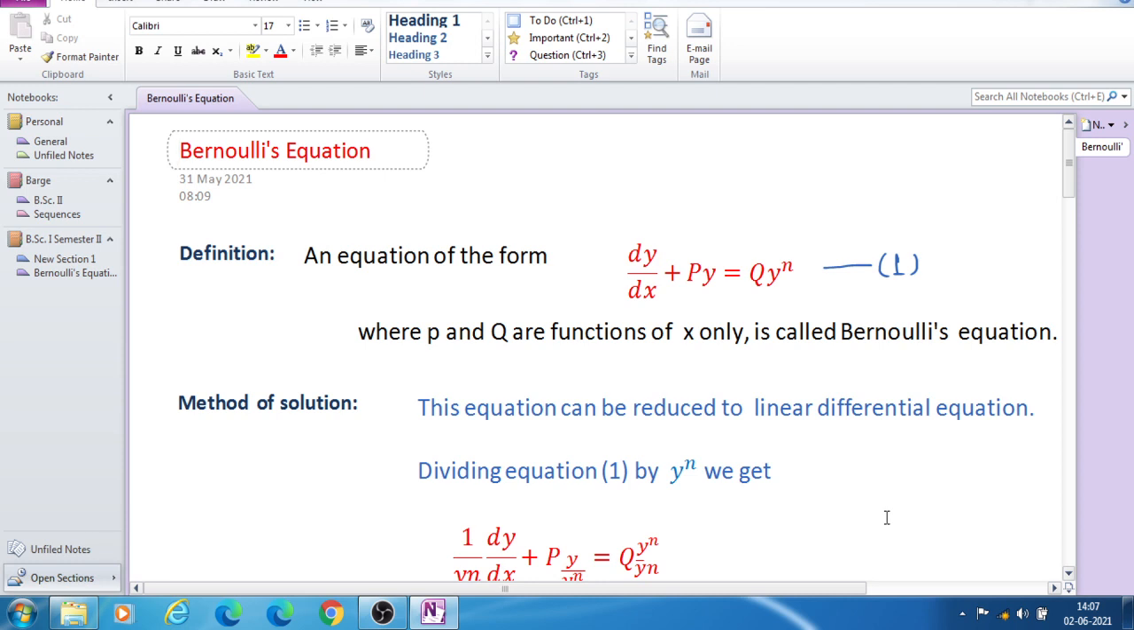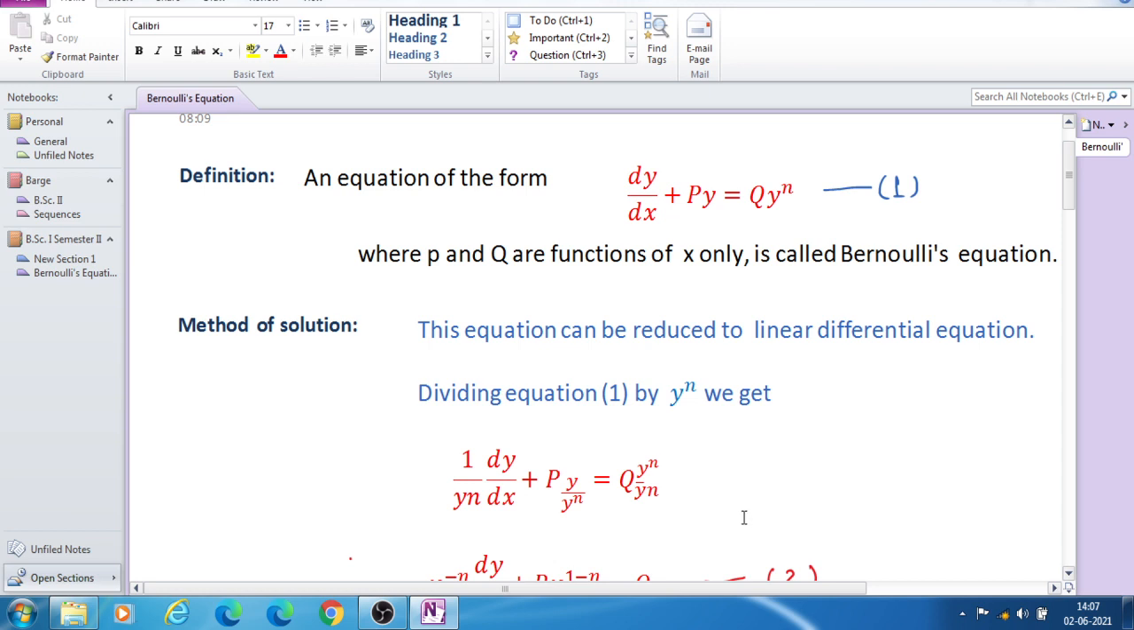Similar to that equation, Bernoulli's equation is dy by dx plus py is equal to q into y raised to n, where p and q are functions of x only. So we see the method of solution. This Bernoulli's equation we can reduce to a linear differential equation.